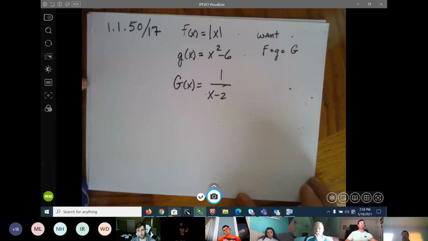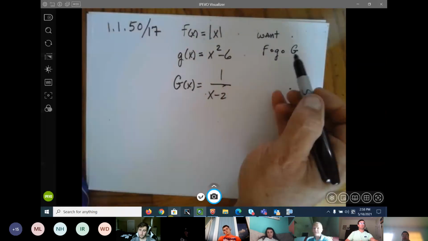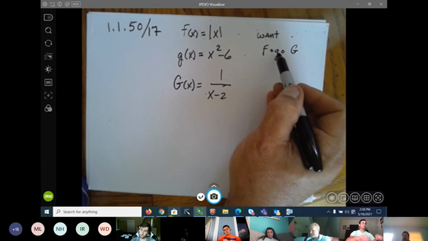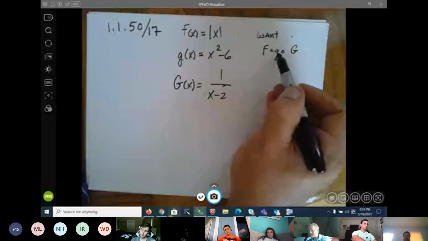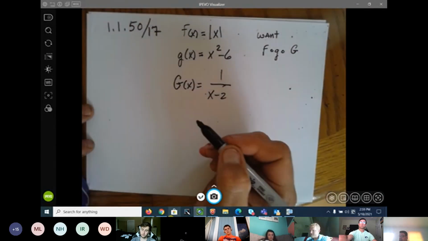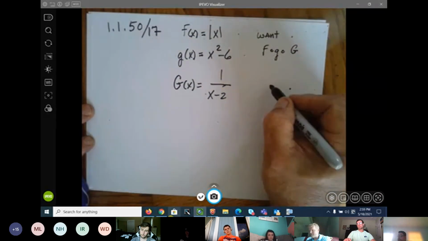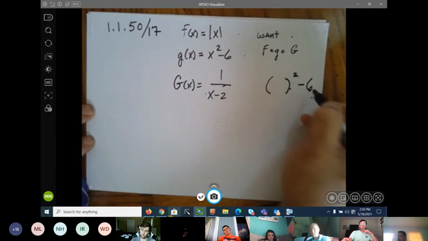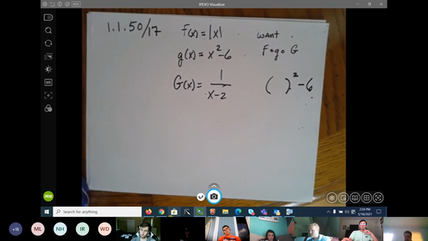So when you're doing more than one composition, you want to work your way backwards. So I'm going to rewrite little g with a big set of parentheses. Everybody with me? So little g is big old set of parentheses minus 6. And what am I going to plug in to the big old set of parentheses? I'm going to plug in 1 over x minus 2.